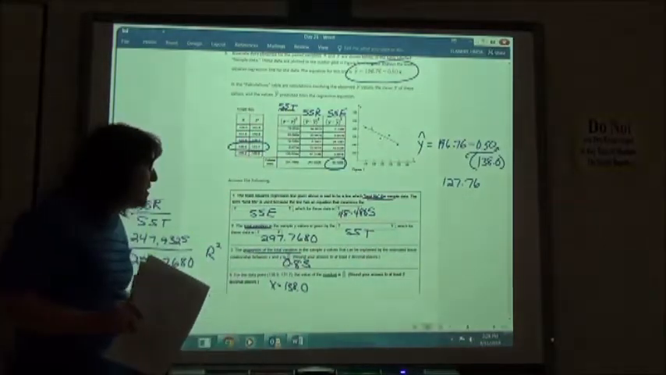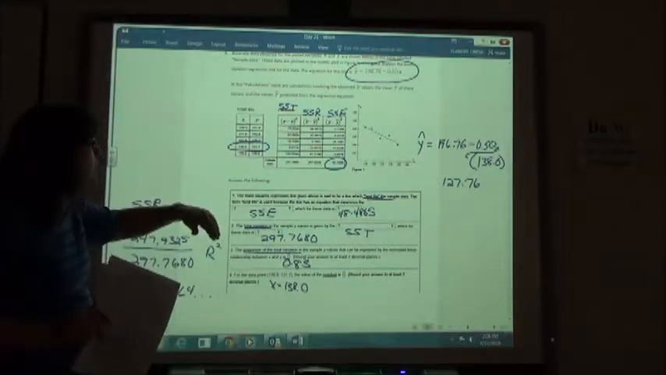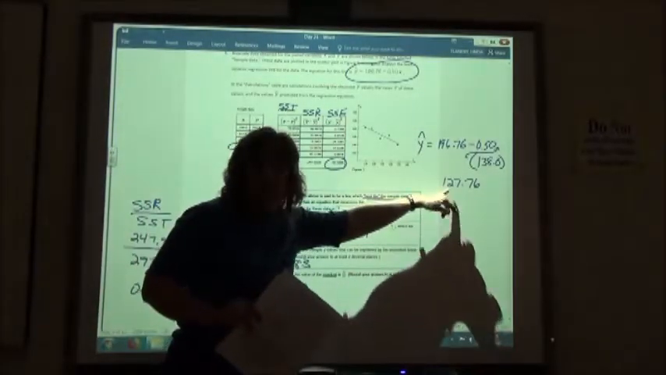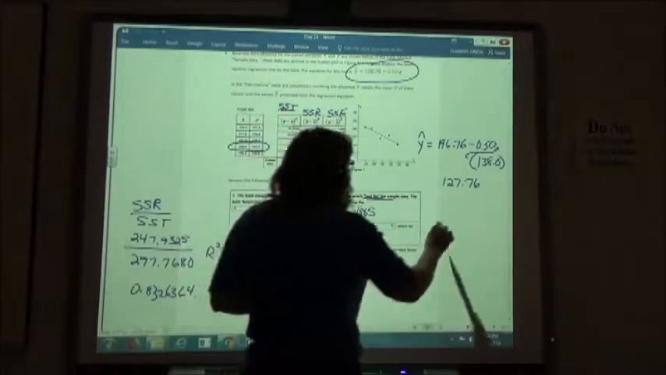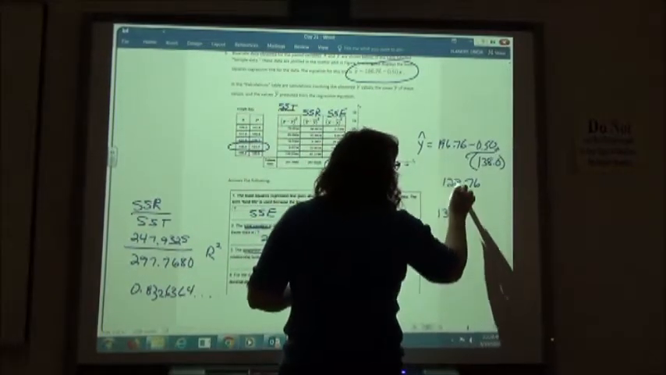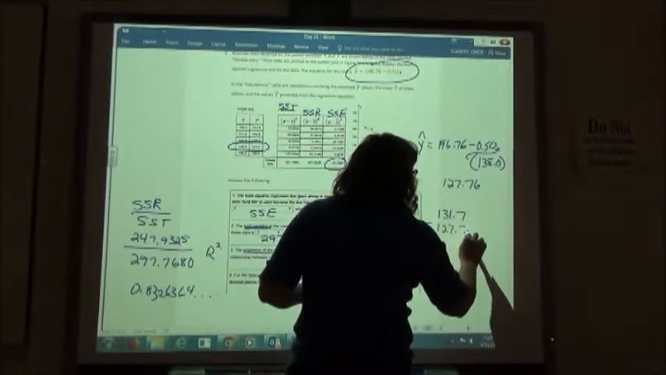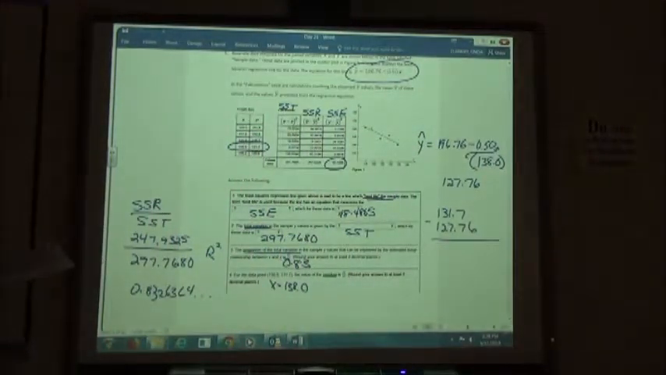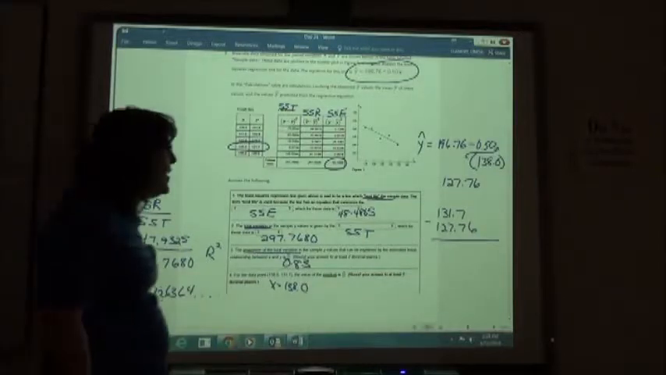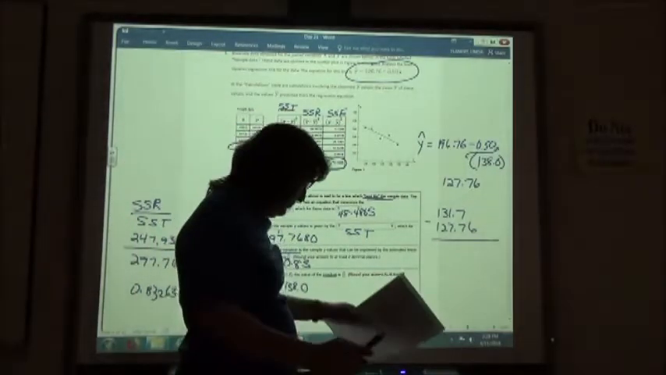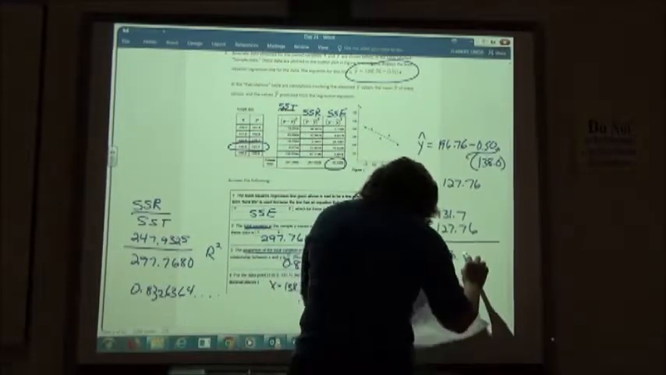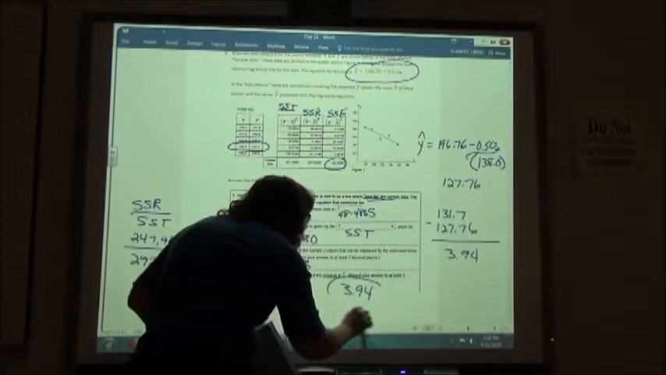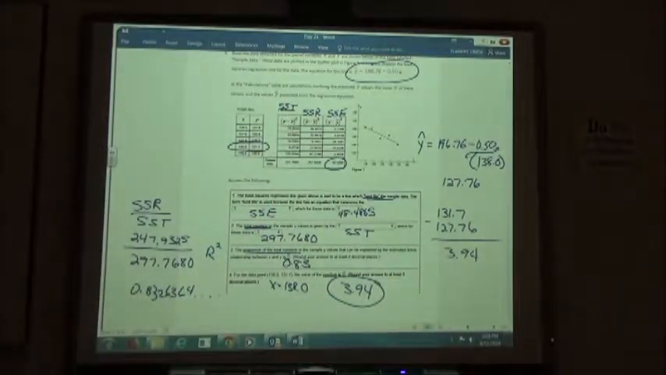We now want to find the residual, so we want to find the difference between the data point that we have here and the point that we found on our line. So now we're going to take our 131.7, subtract our 127.76. If you go ahead and subtract those numbers, hopefully you end up with 3.94 for the value of your residual.